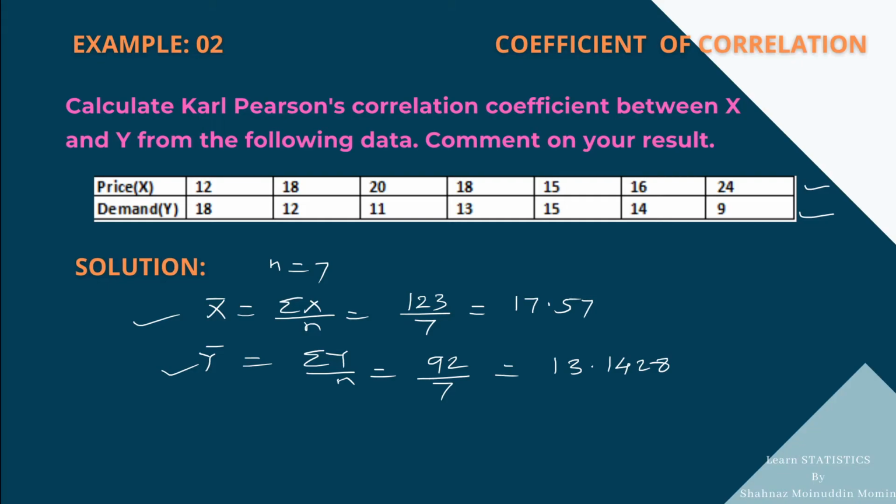So we get the assumed mean method. We will take a nearer to x bar. Nearer to x bar, which is 17.57, so we take a as 18, and b nearer to y bar is 13. These are the assumed means, in order to calculate the correlation coefficient.